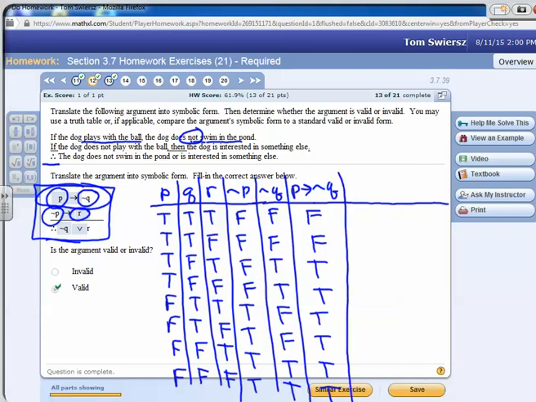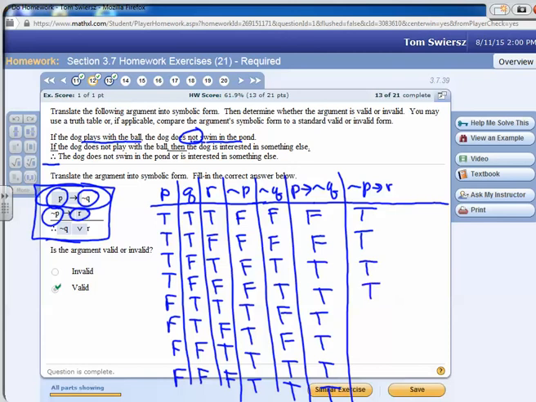Now we need to do premise number 2. Not P implies R. So not P is the if part, R is the conclusion. So if false, then true is true. If false, then false is true. If false, then true is true. If false, then false is true again.